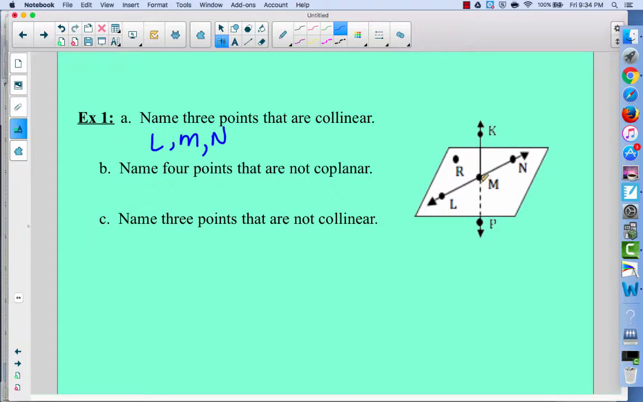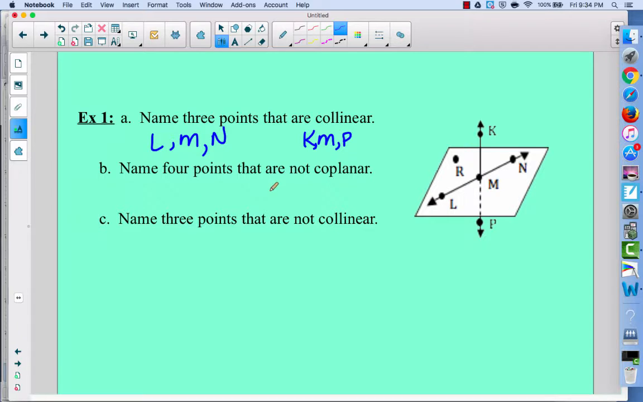Now, you may notice that the line is actually dotted going through it. That means that it's actually going through that plane. Think of a piece of paper, if I stuck a pencil in it and was holding the piece of paper and the pencil was going through it, K, M, and P would be on that pencil. So K, M, and P. So those are collinear points.